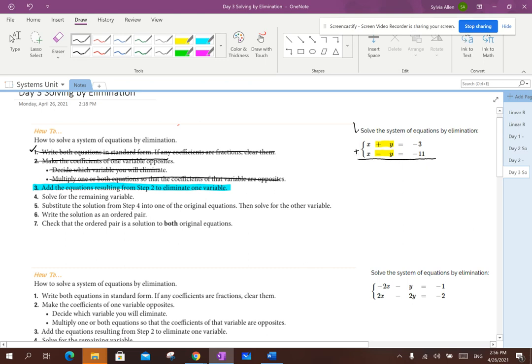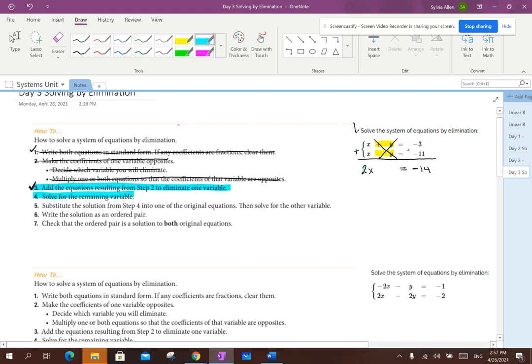So x plus x is 2x. A positive y plus a negative y gives me 0. And then it equals negative 3 plus a negative 11 is negative 14. And then I simply just solve. So it said right here, step 3, add. So I added. Step 4 says solve for the remaining variable.